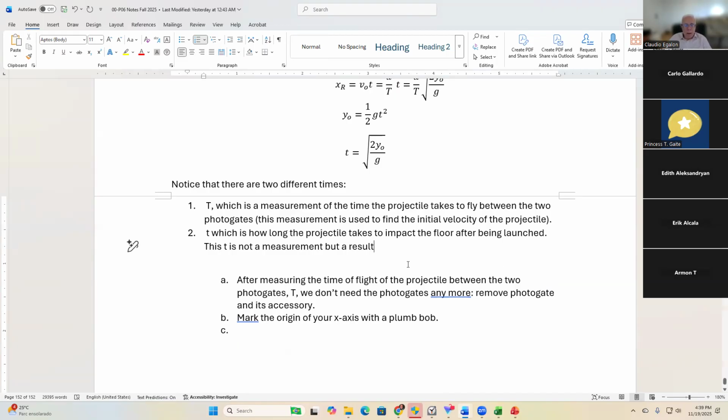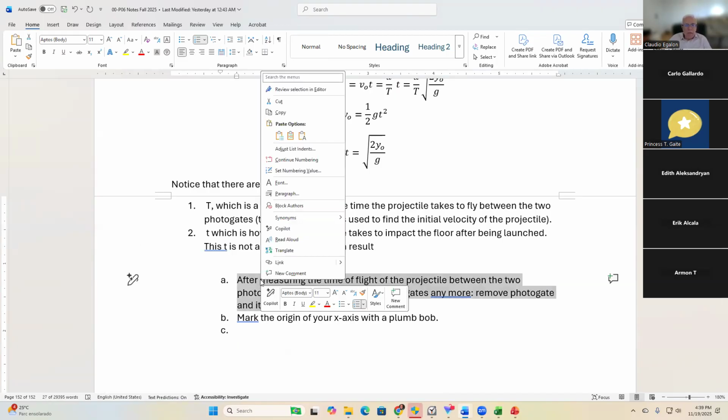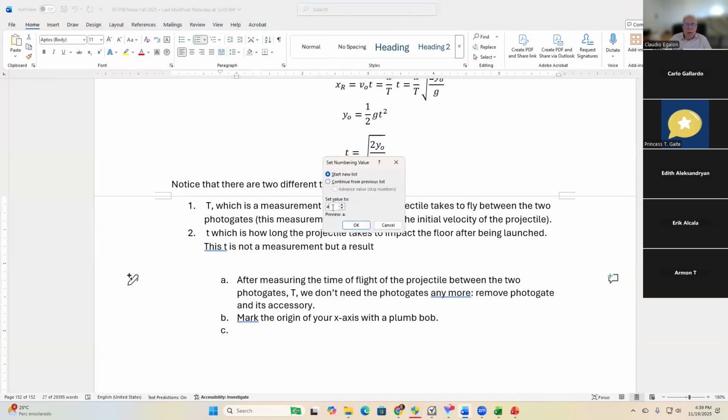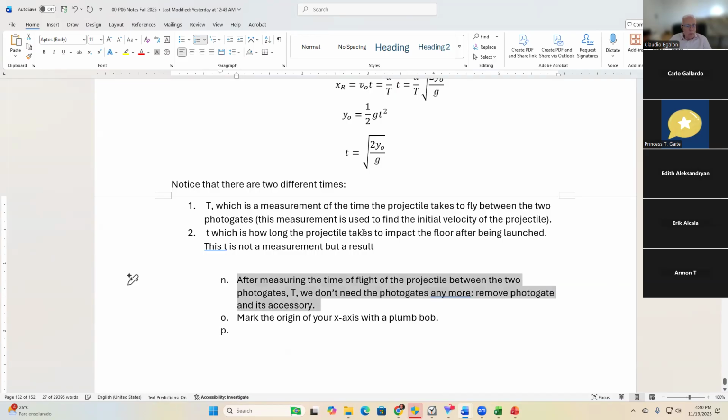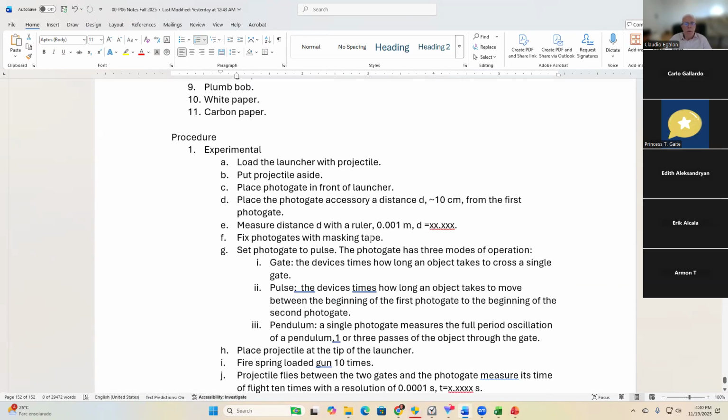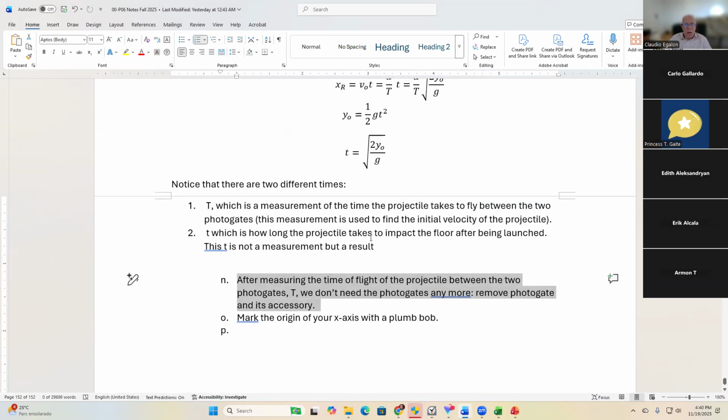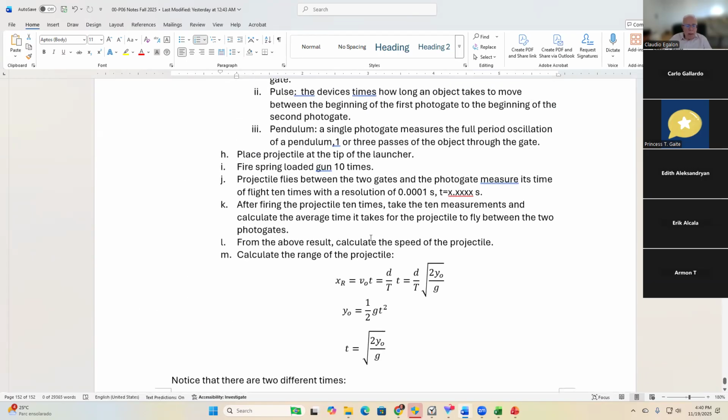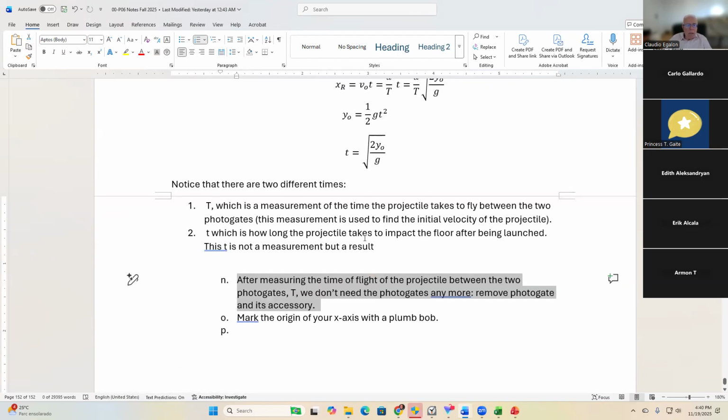Okay? And let's see here if I can continue numbering, set number value. I'm going to put that, should be n, right? Let's see if it's going to, yeah. Maybe, you know what? Let's leave it this way.